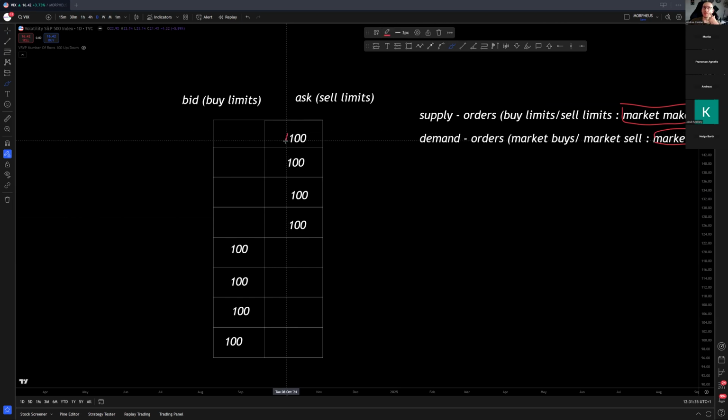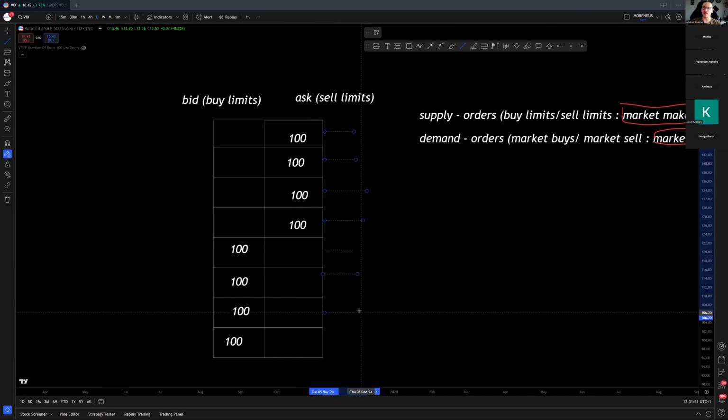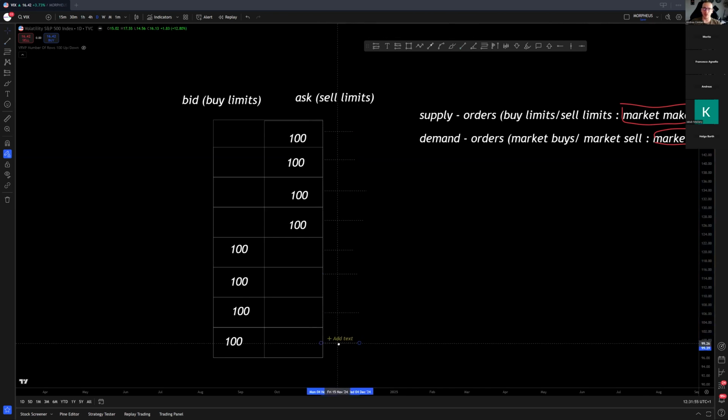So for example, there might be 100, 100, 100, 100. These are the contracts at each different price level. As you know, futures move in ticks. Each level of the price ladder, of this staircase of price, is a tick. And for every tick, we have a certain amount of volume of buy limits and sell limits.